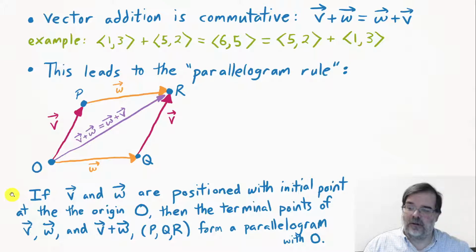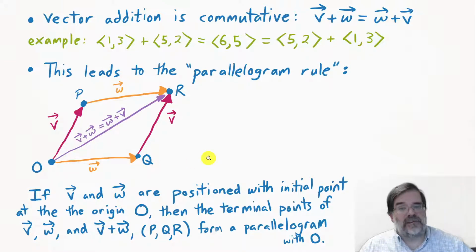So, just in words, what the parallelogram rule says is that if the vectors v and w are positioned with their initial point at the origin O, then the terminal points P, Q, and P plus Q, which we call the points in this diagram P, Q, and R, along with the origin O, form a parallelogram. That's pretty neat.